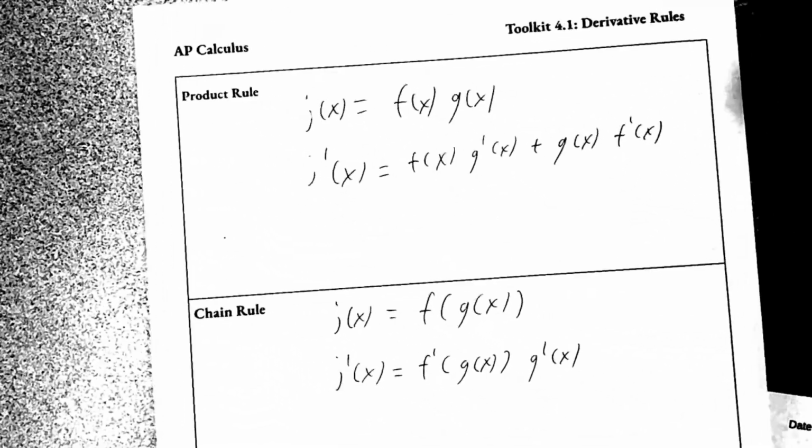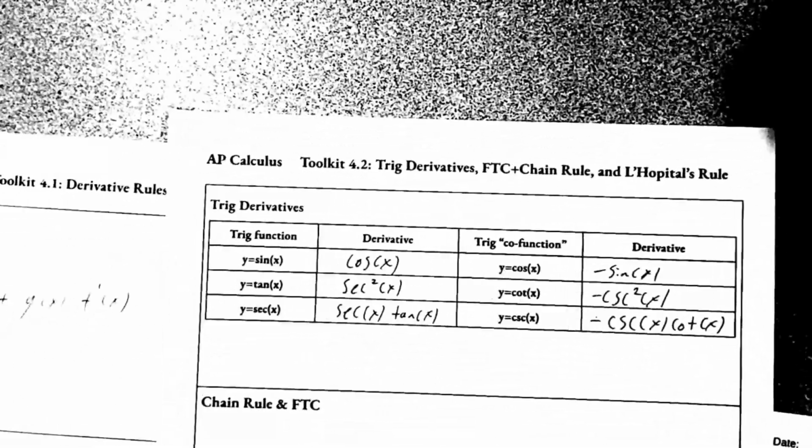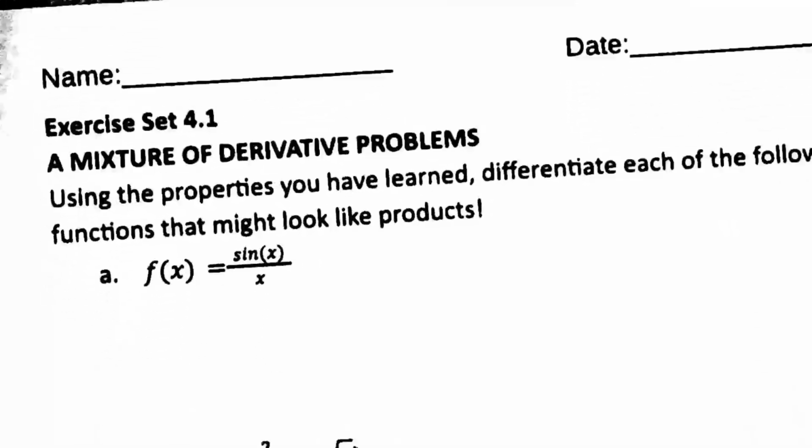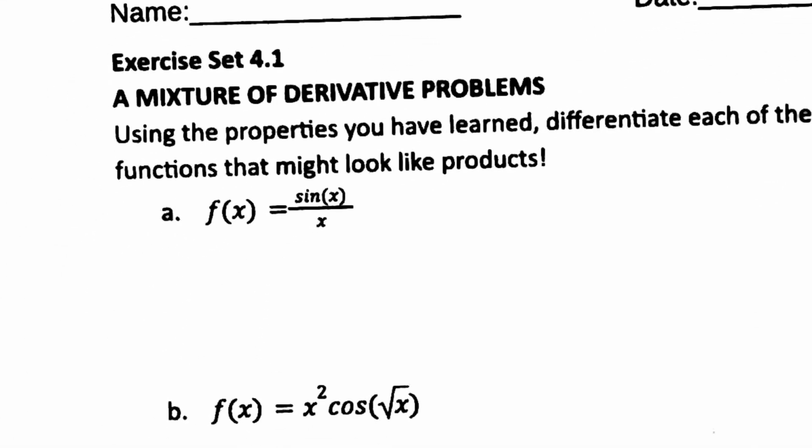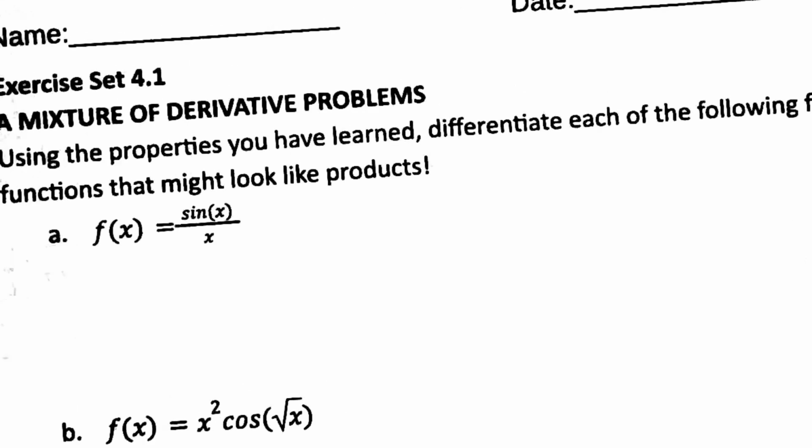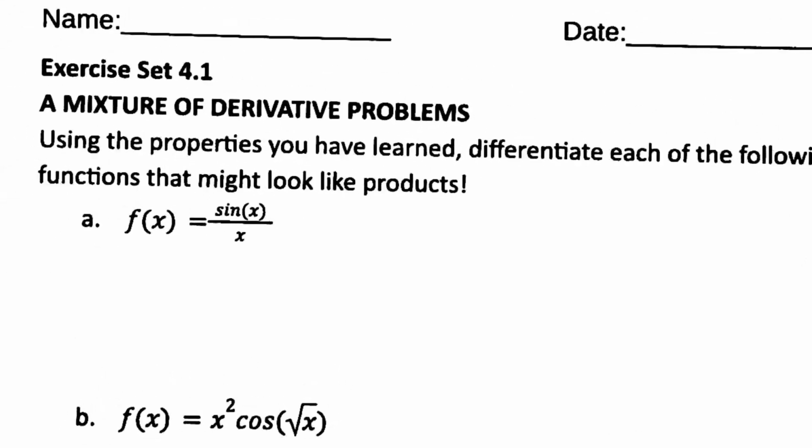Okay, this is the answer key to exercise set 4.1. As you're doing this, you should have in front of you your toolkit 4.1, which is product, chain, and quotient rule, and 4.2, which has the trig derivatives on this. You want to have them out, but as you're doing it, you want to try not to use them. So again, you need to know those formulas and derivatives for the test. So you want to start building your ability to memorize them.